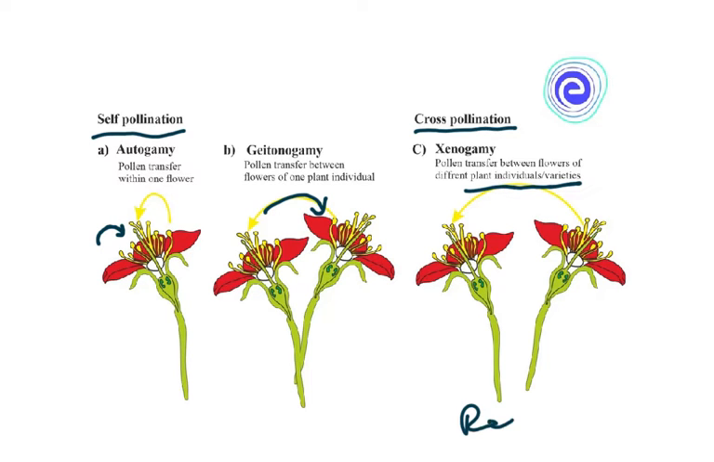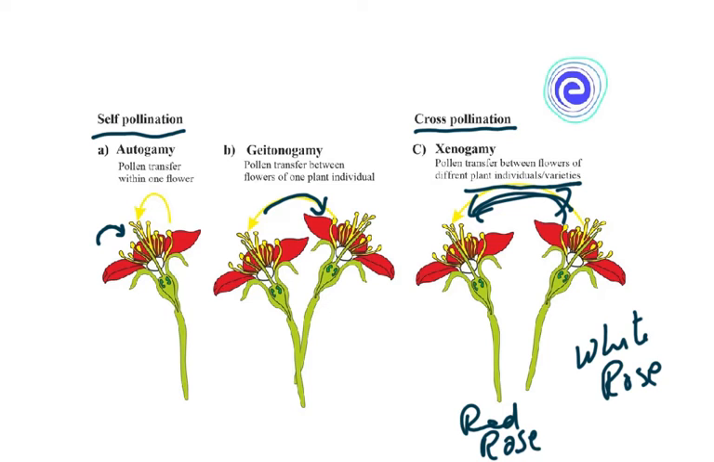For instance, this is a red rose and this is a white rose. Pollen transfer from this to this, or this to this, is called cross-pollination. Please don't think it is between flowers of different species. That is not possible. If it's a white rose, then this also has to be a rose. It can't be between a red rose and a lily, or a red rose and a gladiola. So it has to be the same species. The species has to remain the same.